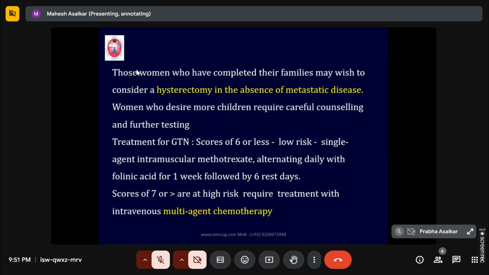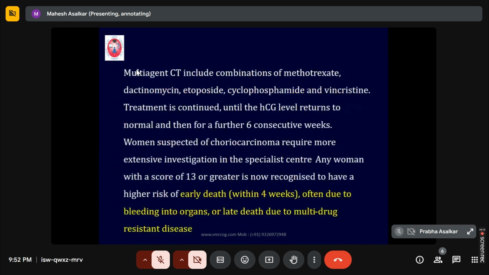So when they give some description, you will have to find out the score and decide whether she requires a single agent chemotherapy or the multi-agent chemotherapy. Now, multi-agent chemotherapy will include combinations of methotrexate, dactinomycin, etoposide, cyclophosphamide, and vincristine. Treatment is continued until the HCG level returns to normal, and then for a further 6 consecutive weeks. So you have to continue the treatment 6 weeks after the HCG has come to normal.